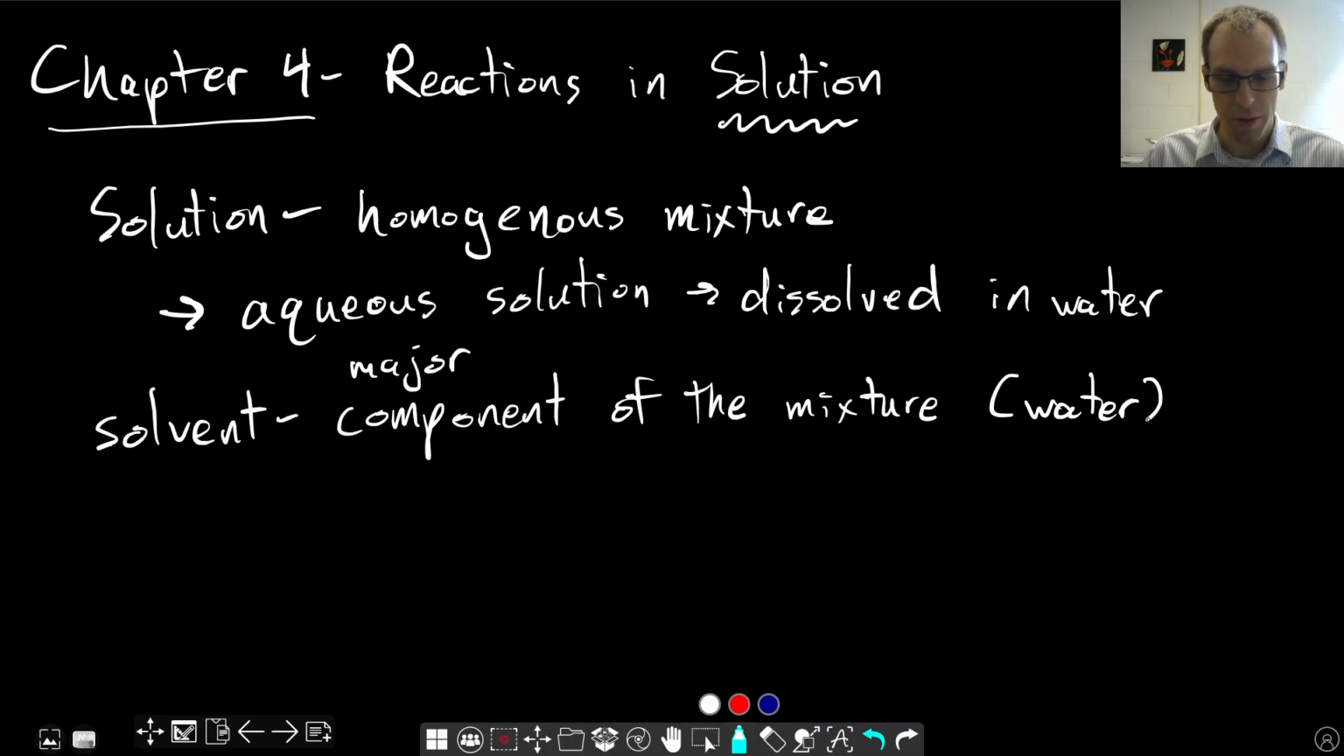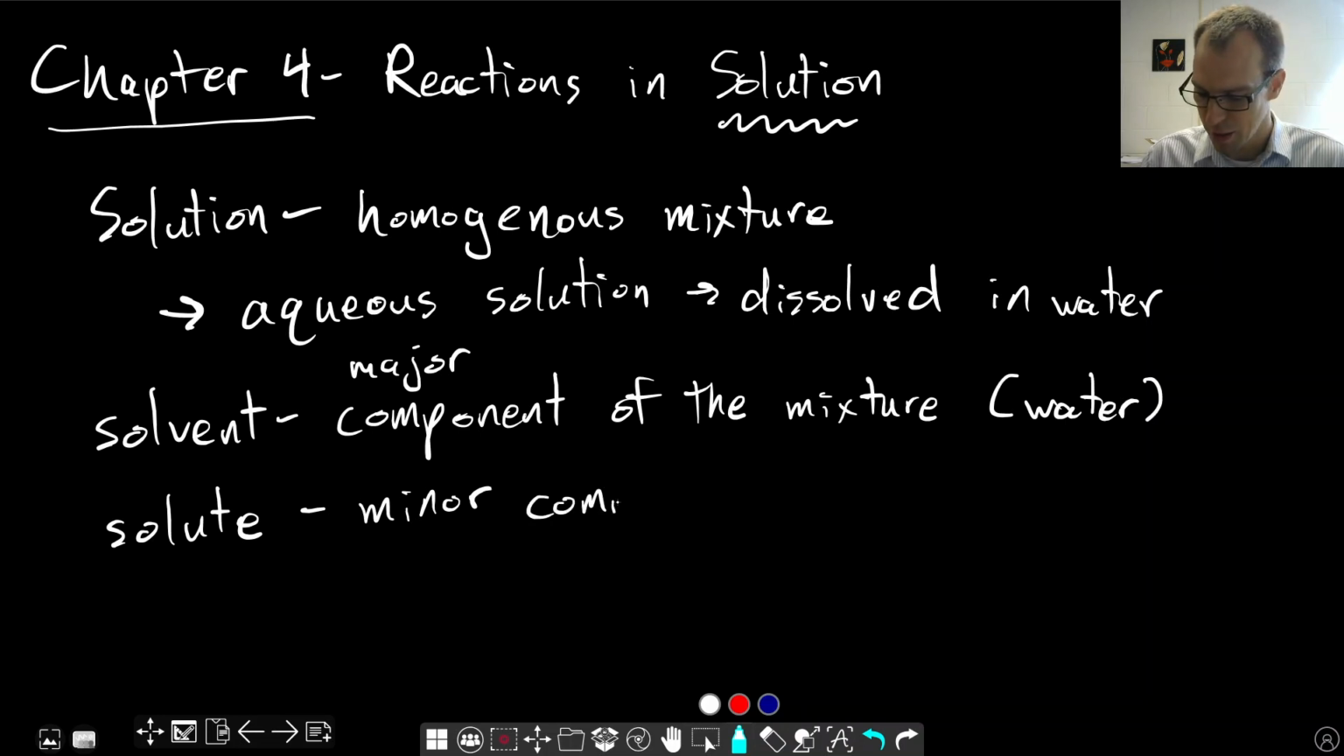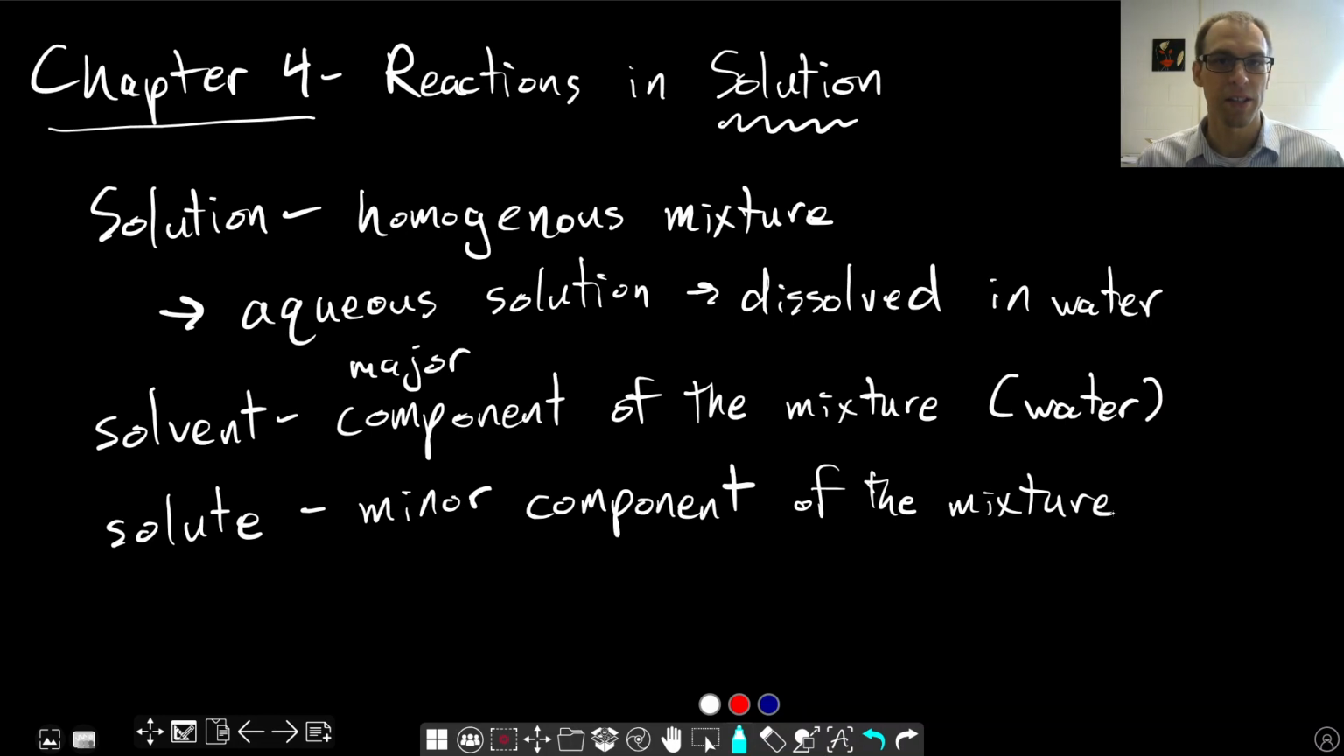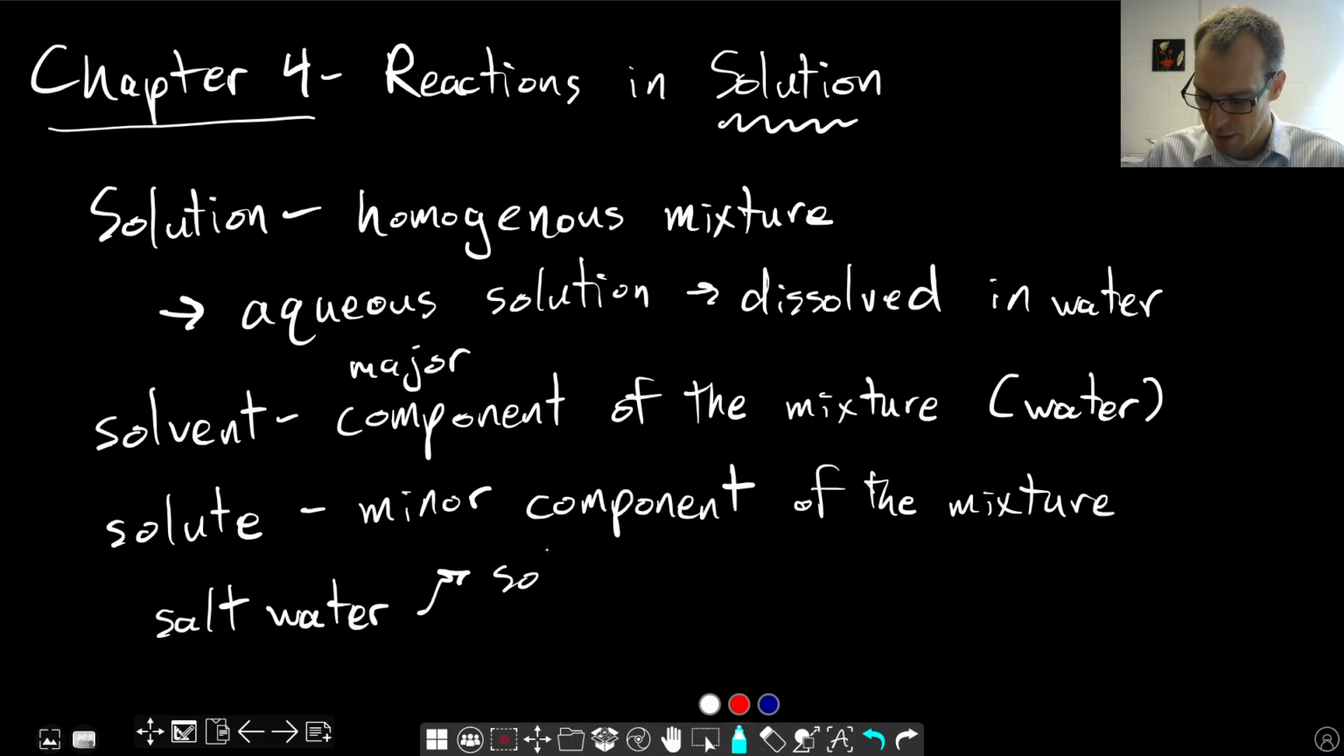And then the other parts of a solution are the solutes. So a solute is a minor component. That's the way I'll put it in comparison to a major one, though it can take up quite a bit of the mixture. So these are the things that are dissolved in your water. So if you have, for example, salt water, this is an example of an aqueous solution. Your solvent is water.